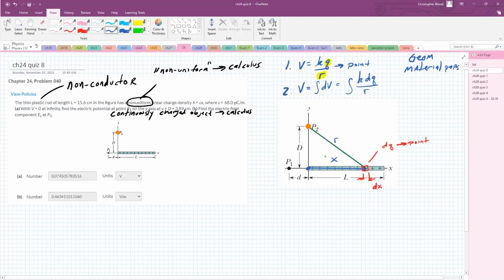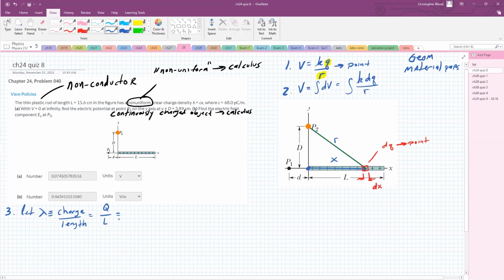Okay, so here's the geometry. Everything you see in this visual is geometry. This is me capturing the geometry. Step number 3, how do I capture some material properties? I'm going to say, let lambda be defined as charge per length. You've seen this before. Charge per length, macroscopically, is the total charge on that thin plastic rod over the total length of that thin plastic rod.